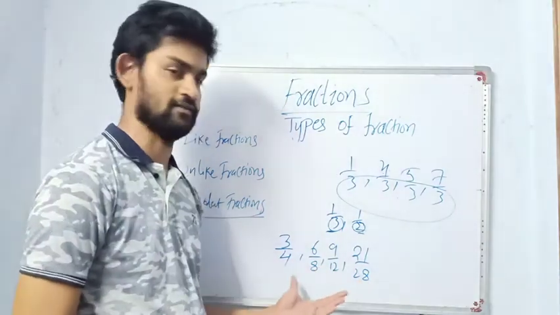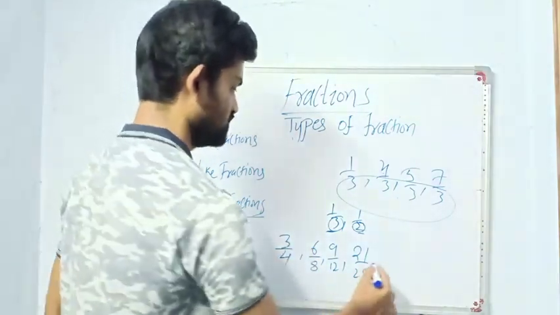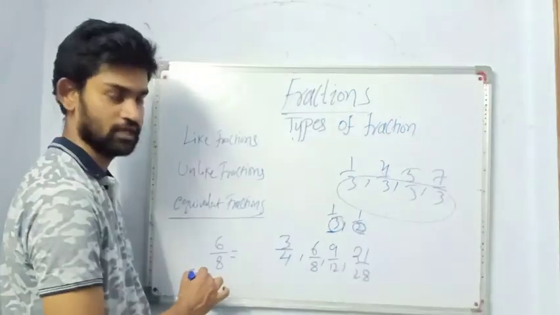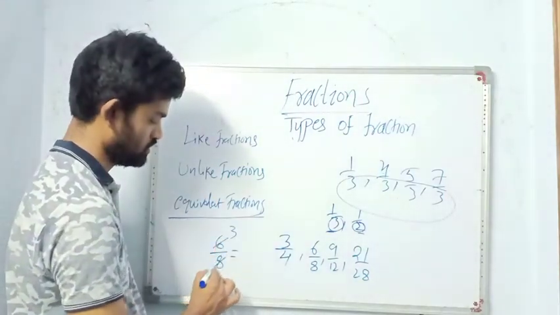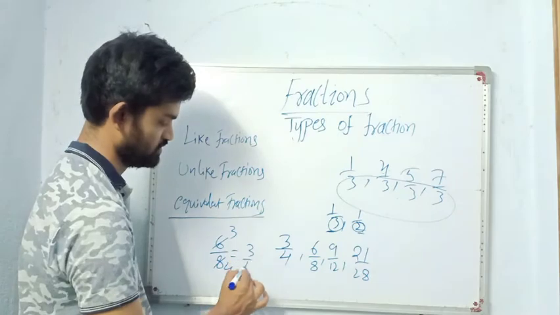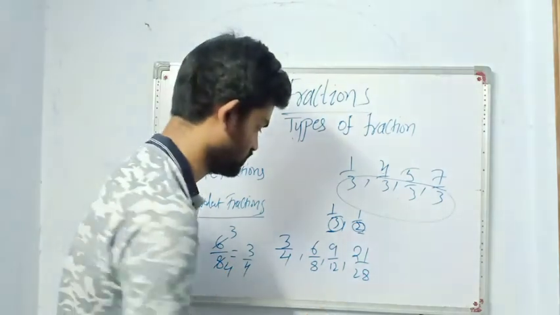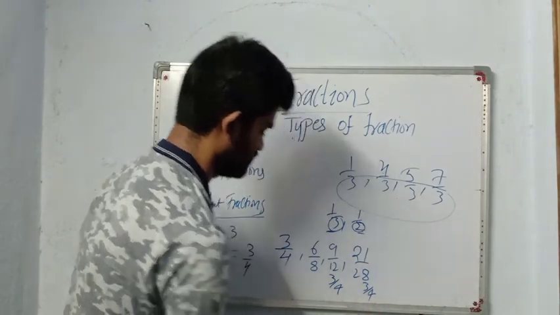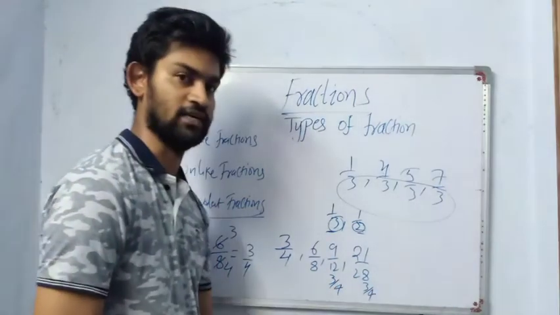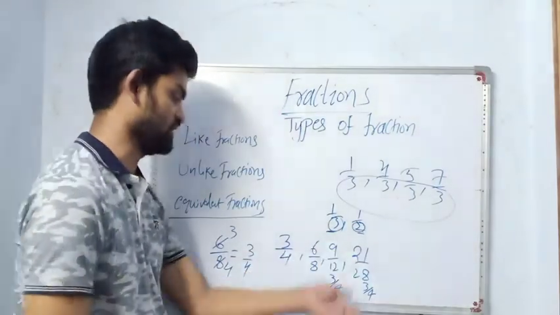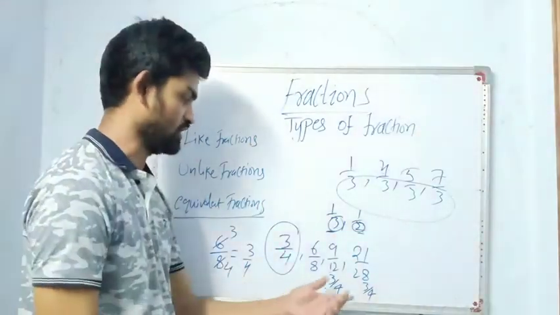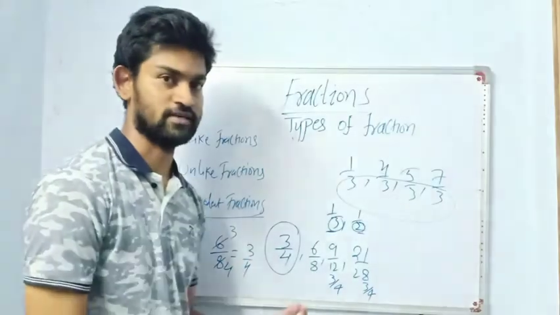Their value is equal. If you reduce, see here 6 by 8, if I divide with the 2 table, 2 3s are 6, 2 4s are 8. So what is the value? 3 by 4. Everywhere you will get 3 by 4 only. Here also you will get 3 by 4. Here also you will get 3 by 4. So that's why these are all called equivalent fractions. These are all equal to 3 by 4.